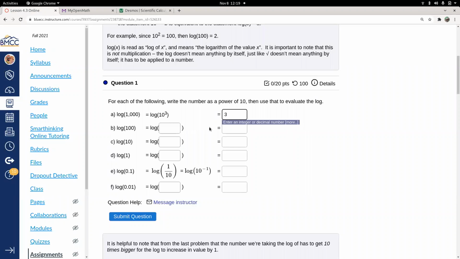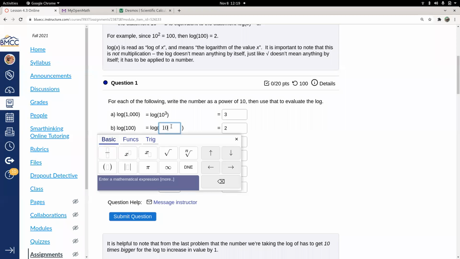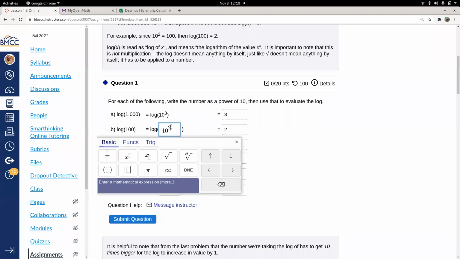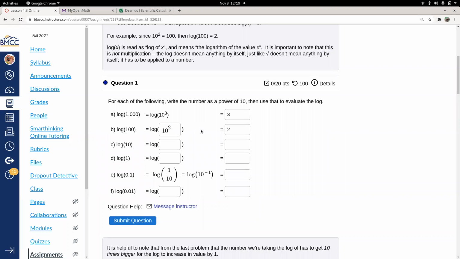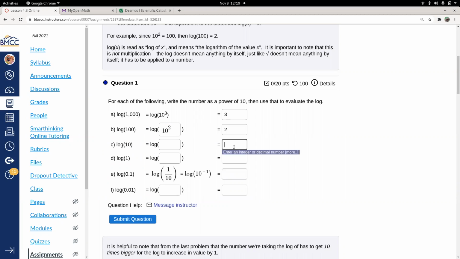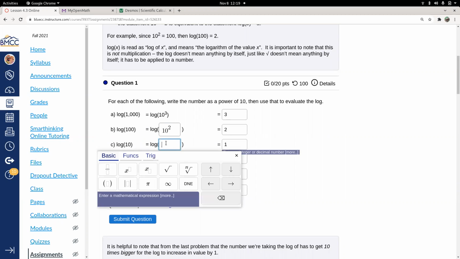100 is what power of 10? Why, it's the second power of 10. So the log of 10 raised to the second power has to be 2. 10 is what power of 10? Well, a number to the first power is itself, so I think that should be 1, because 10 is the same as 10 raised to the first.